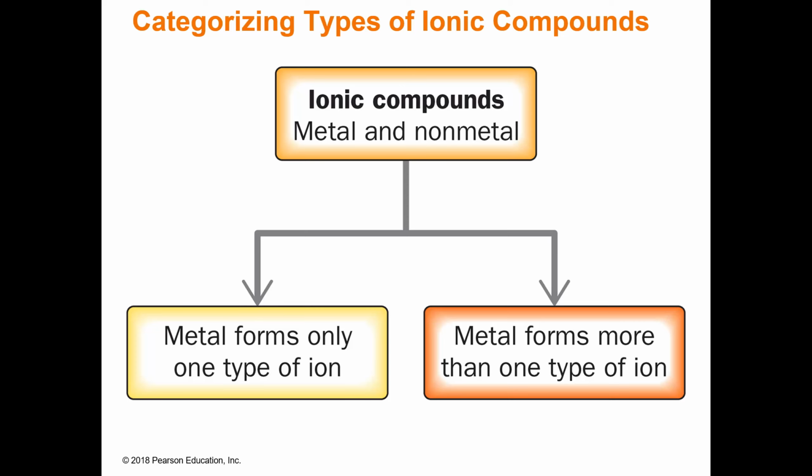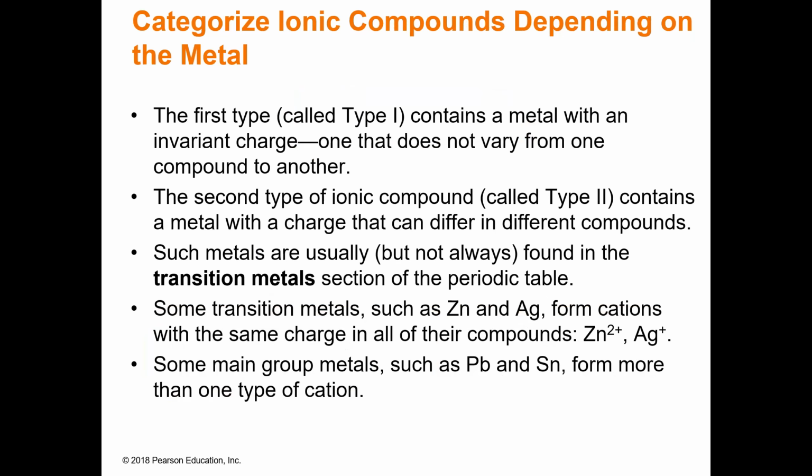Type 2 compounds have metals that can form multiple ions, like iron, copper, or lead. This difference changes how we name them. In type 1 compounds, the metal has a fixed charge. Sodium is always Na+, calcium is always Ca2+. In type 2 compounds, the metal has variable charges. For example, iron can be Fe2+ or Fe3+. For these, we must indicate the charge using Roman numerals in the name.